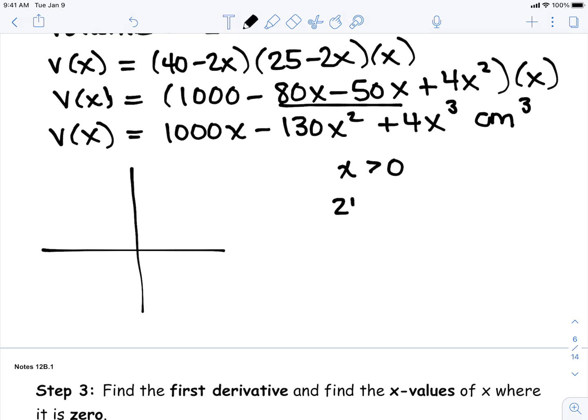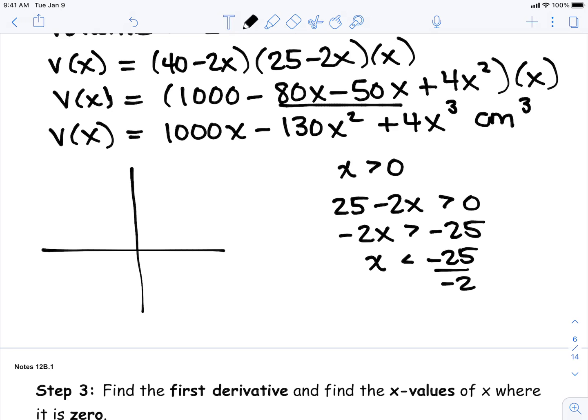So we're going to take 25 minus 2X, which is that width. We want to make sure it's also greater than 0. So we're going to solve this for X. So we're going to subtract 25 from both sides. And then we're going to divide both sides by -2. When we divide by a negative number in an inequality, we have to switch the inequality direction. So 12.5. So our X value has to be somewhere greater than 0, but less than 12.5.